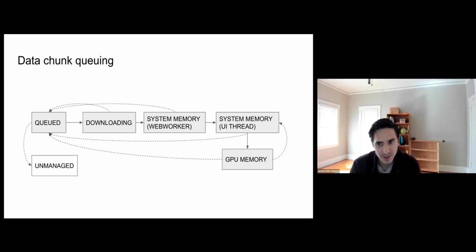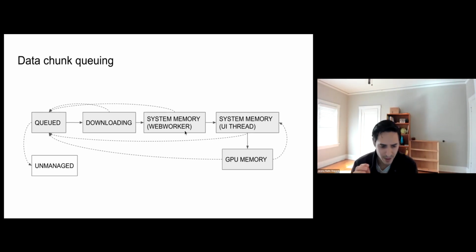And then once a chunk completes its downloading and decoding, it moves to this state where it's stored in system memory. And then there's a similar prioritization mechanism. There's a fixed limit on the amount of system memory that Neuroglancer can use, but this limit is usually larger than the limit on the amount of GPU memory Neuroglancer can use. And so there's a similar prioritization for chunks to move from system memory to GPU memory, because GPU memory is where they have to be in order to actually render them.